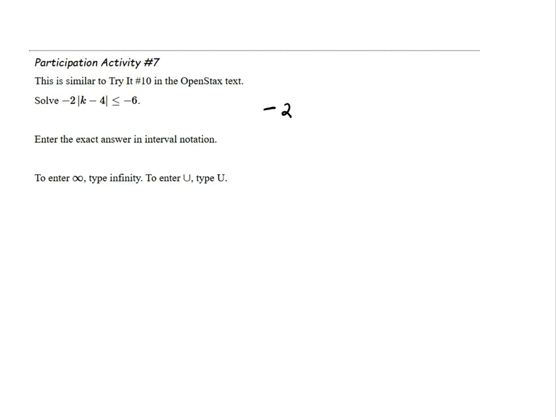Okay. Whoops, I forgot to copy the original problem down here to make it bigger.